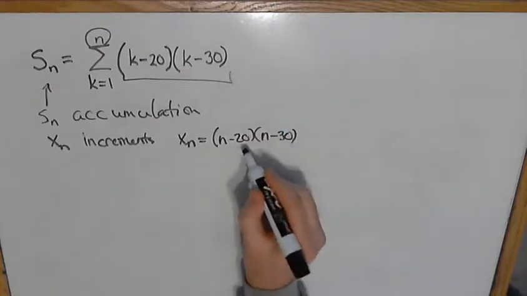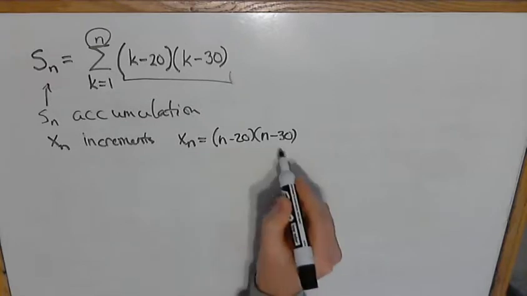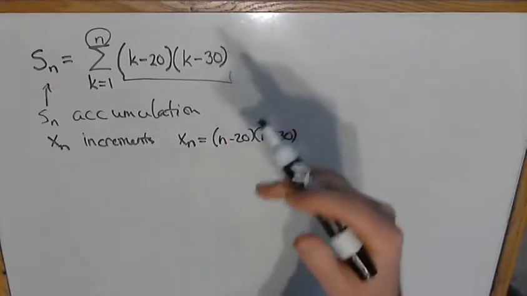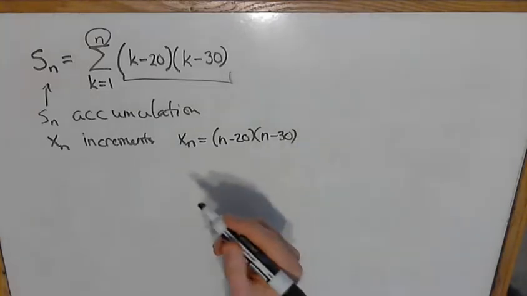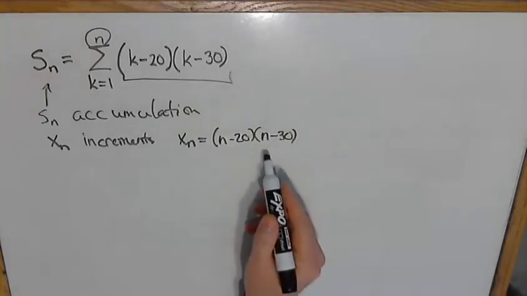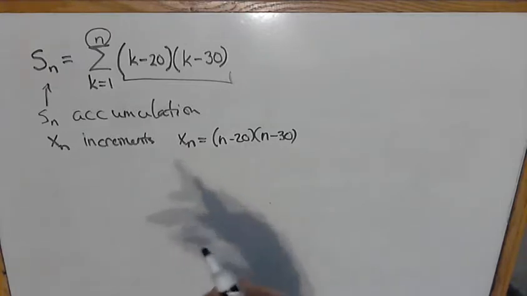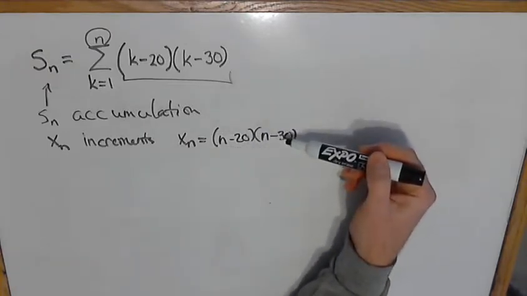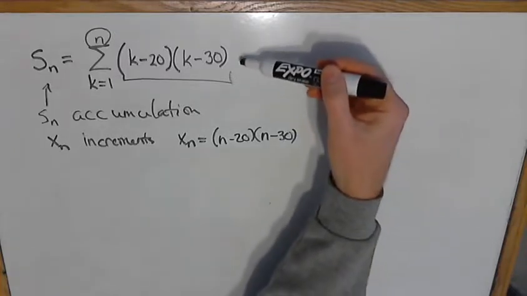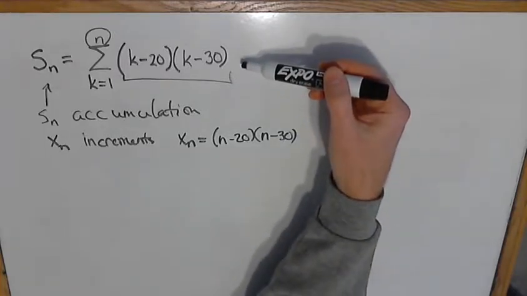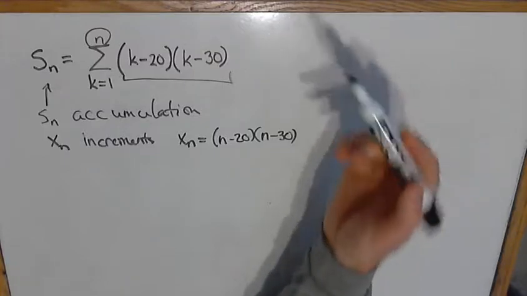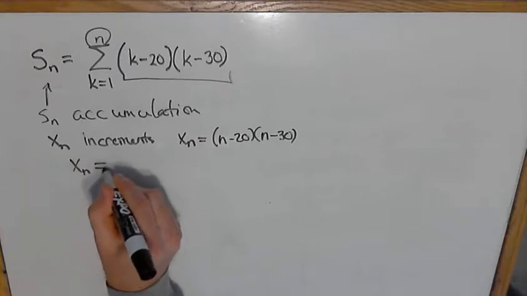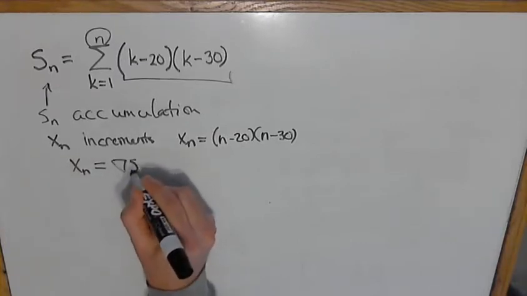So as long as this is positive, I'm going to be adding positive numbers to my sequence Sn, and it's going to be getting bigger. It's going to be increasing. When xn, the increment, is negative, I'll be subtracting numbers, and this Sn sequence will be getting smaller. So xn is the same as the backward difference for Sn.